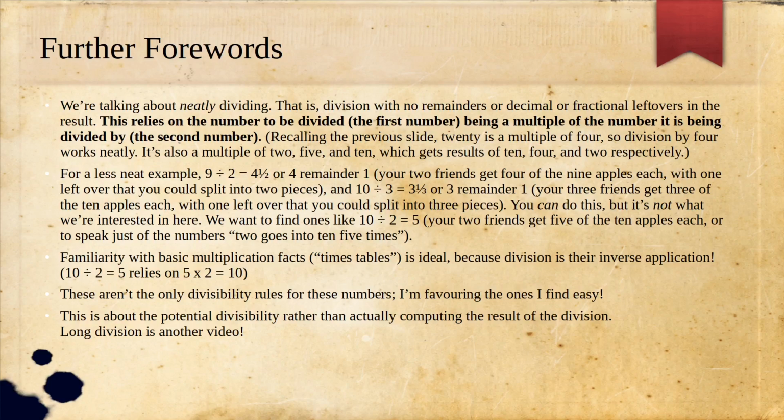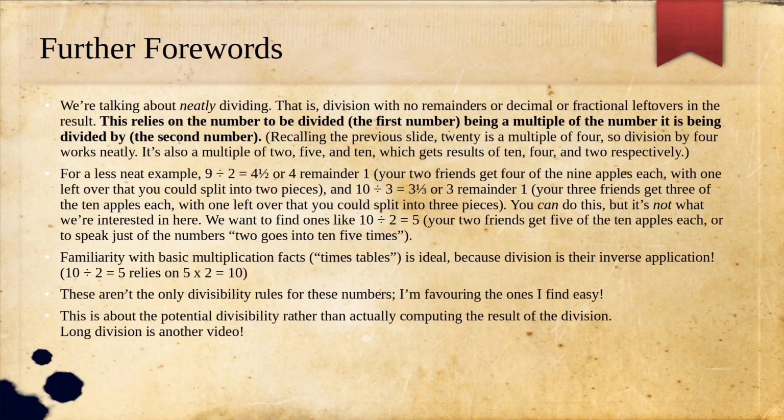Further things to say before we dive in. We're talking about neatly dividing, that is, division with no remainders or decimal or fractional leftovers in the result. This relies on the number to be divided, the first number, being a multiple of the number it is being divided by, the second number. On the previous slide, we saw how 20 is a multiple of 4, it's 5 sets of 4 apples, so division by 4 works neatly. It's also a multiple of 2, 5, and 10, which gets results of 10, 4, and 2 respectively.